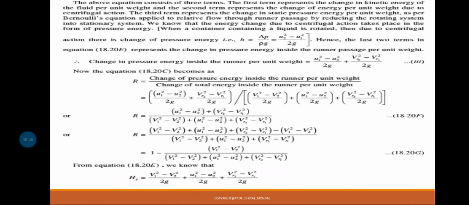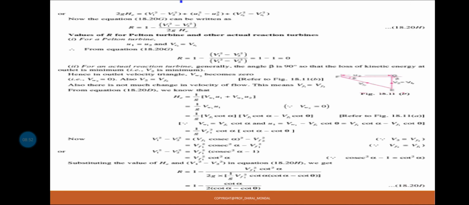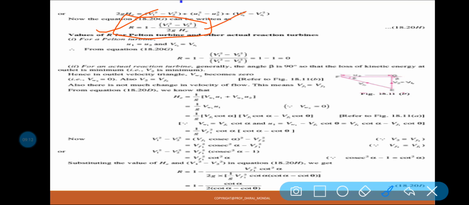So what we can write, the degree of reaction, ultimately the equation will become R is equal to 1 minus (V1 square minus V2 square) by 2G HE. That means this part is coming after the simplification of the equation in the previous slide. Where HE is what? Total energy. Now in case of Pelton wheel, U1 is equal to U2 and VR1 is equal to VR2.